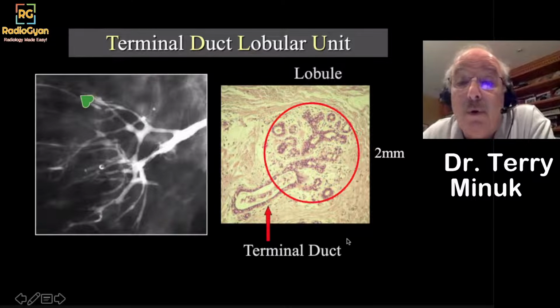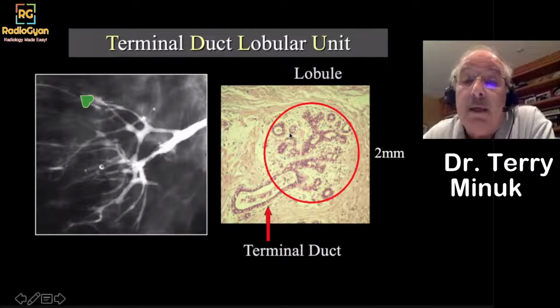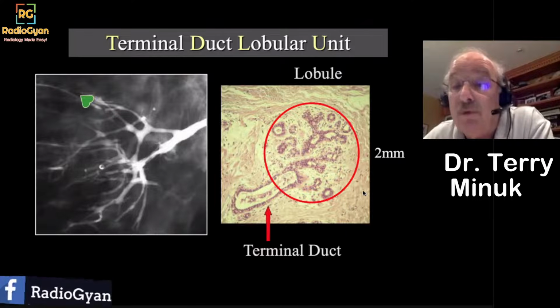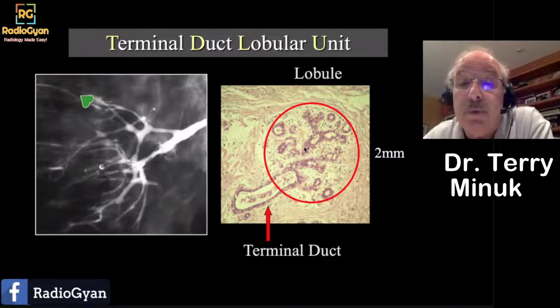The second component of the lobule consists of acini. These are like the fingers on a surgical glove. They make milk when you're pregnant, or they make fluid when you're not pregnant. And they're surrounded by a loose connective tissue. You can see outside of the red circle, there's dense connective tissue, or dense stromal tissue, and inside, loose connective tissue.